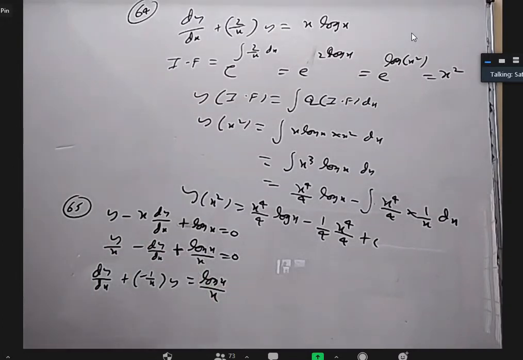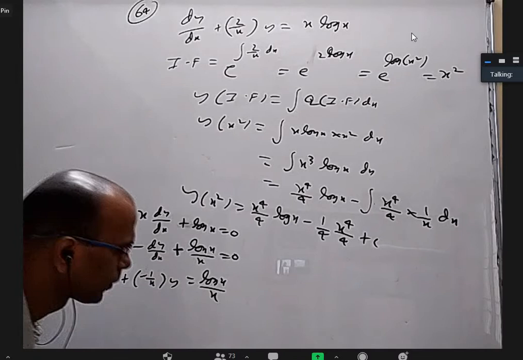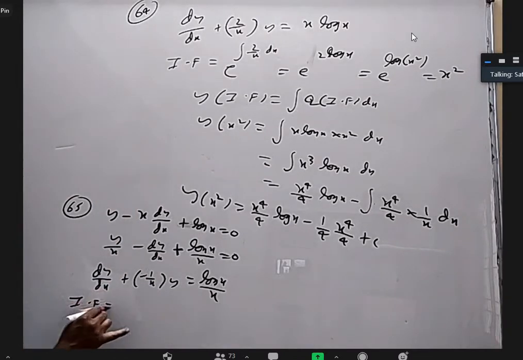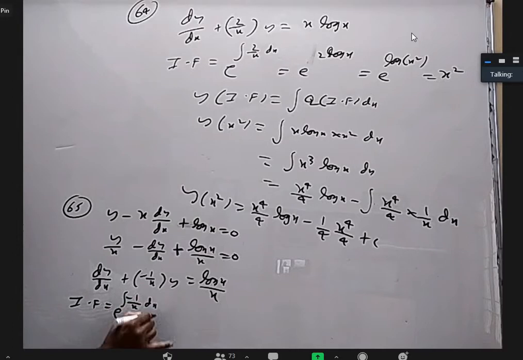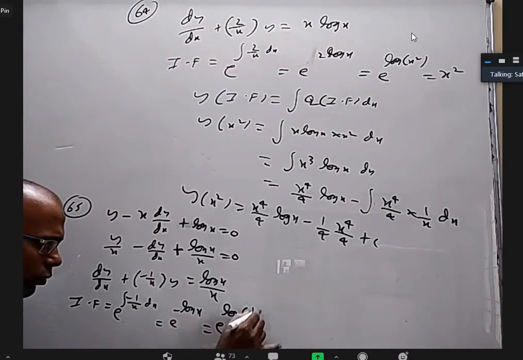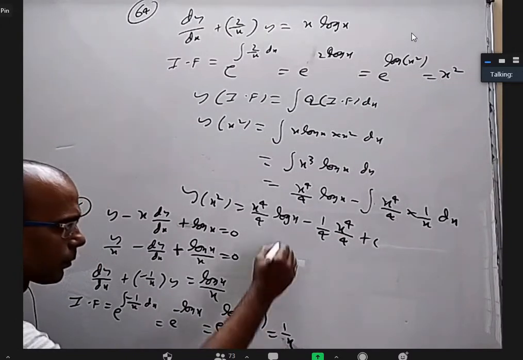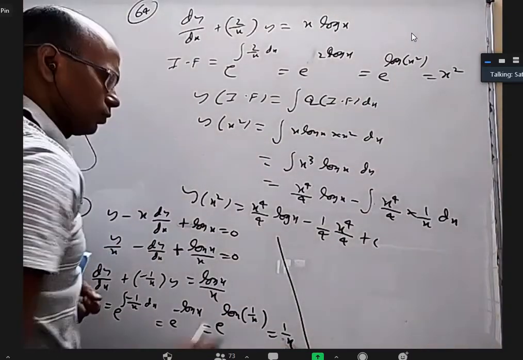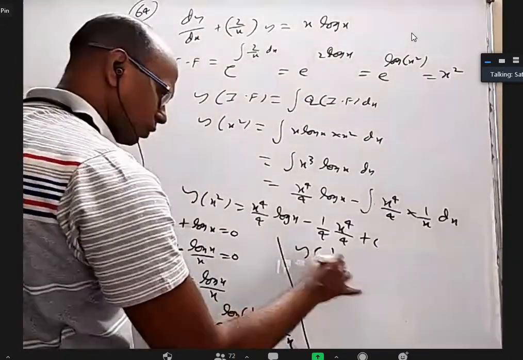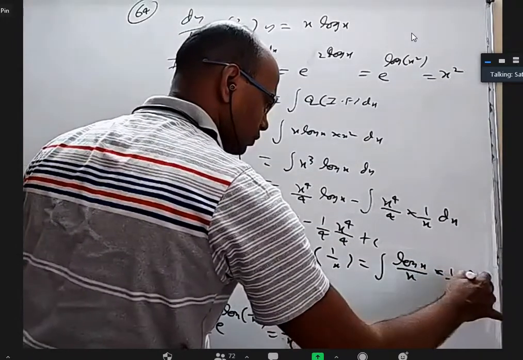Okay, so first of all, it is important to write the whole thing as dy by dx plus py equal to q. Now the integration factor is e power integral minus 1 by x dx, e power minus log x, which is e power log of 1 by x, which is 1 by x itself. So integration factor is 1 by x. So now y into integration factor, 1 by x, equal to integral log x by x into another 1 by x dx.